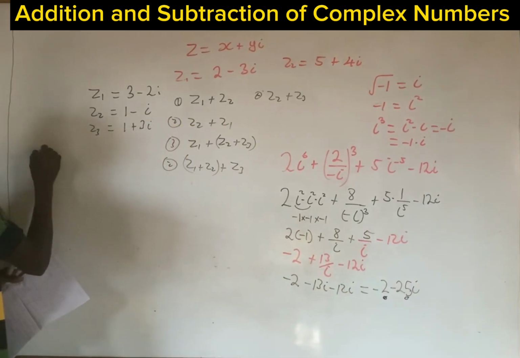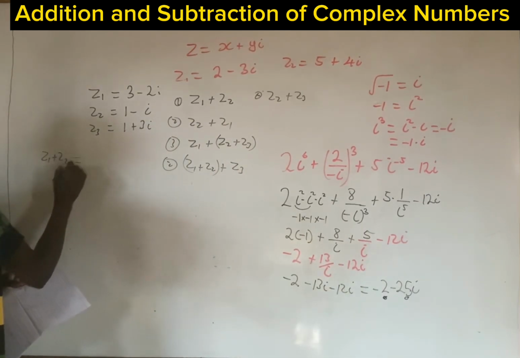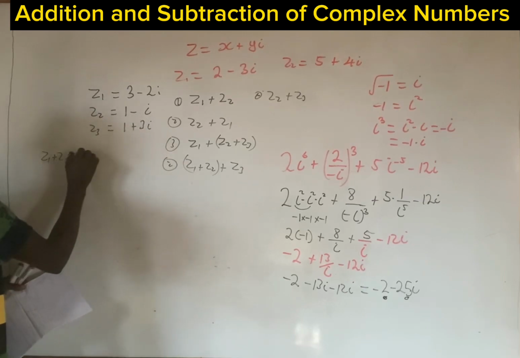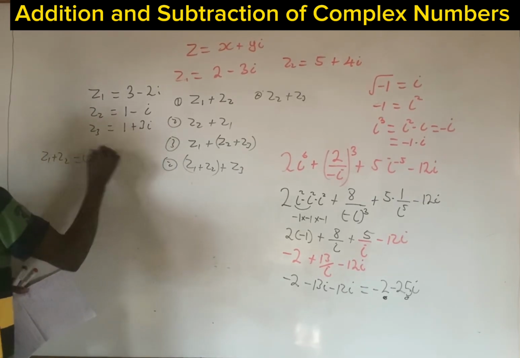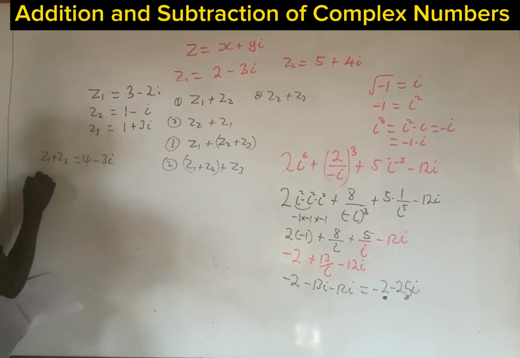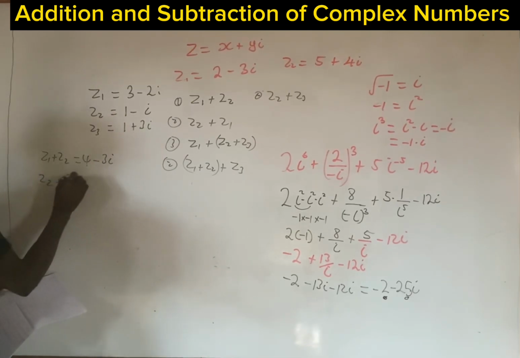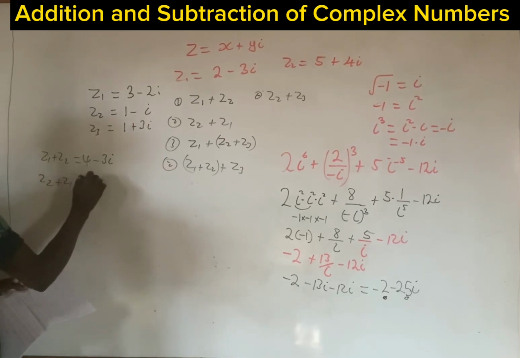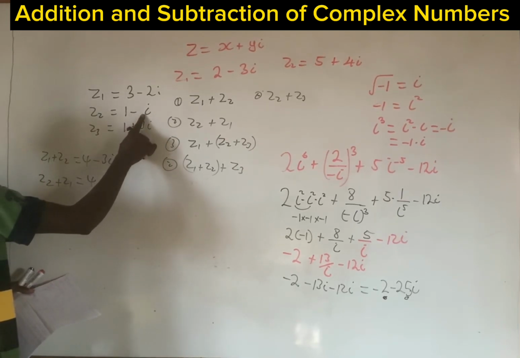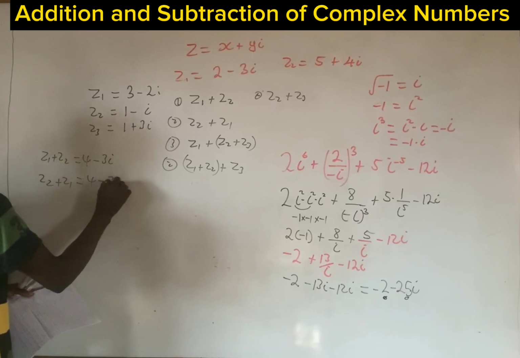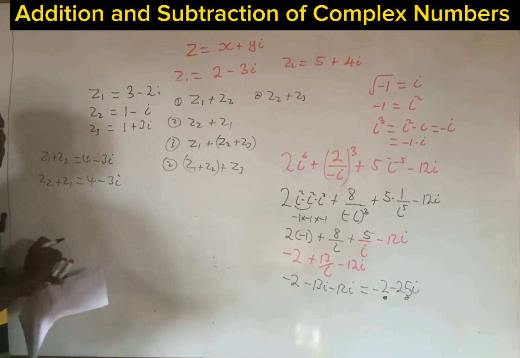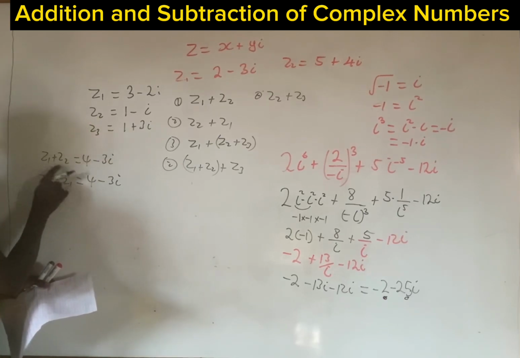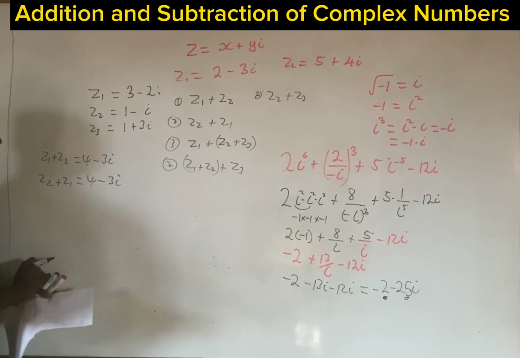Now, if I take z1 plus z2, 3 plus 1, 4, minus 2i plus minus i is minus 3i. Then if I take z2 plus z1, 1 plus 3, 4, negative i plus negative 2i is negative 3i. So you see that addition of complex numbers is commutative. If you interchange the position, the answer remains the same.